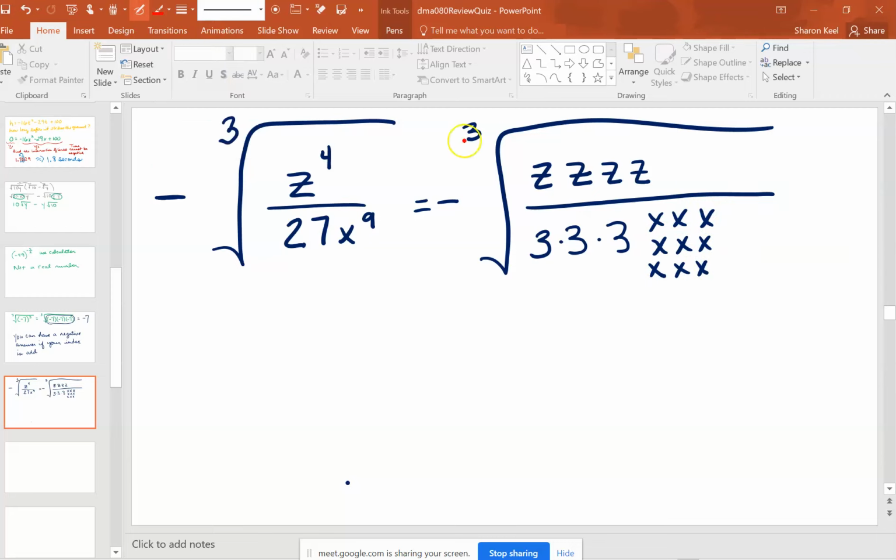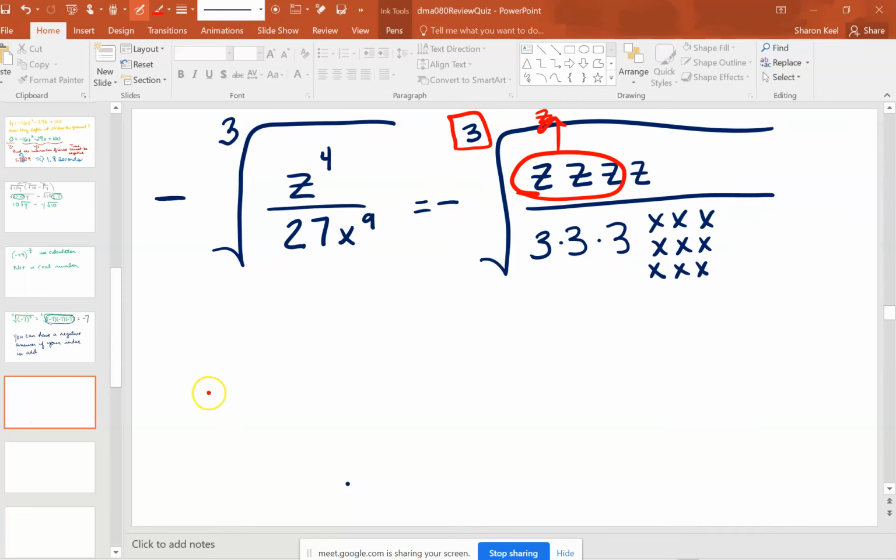So when I simplify this, since my index is 3, I need 3 z's for a z to come out. Okay, so in my answer, there's a negative sign in front. In the numerator, I'm going to have 1 z that comes out, but notice there's still a single z underneath. And I still have to keep the index of 3. So a group of 3 z's made 1 z come out. This one stays under. So that's what this looks like.